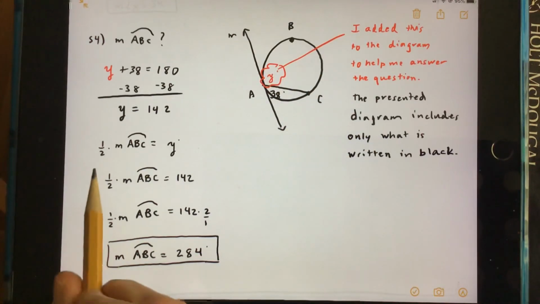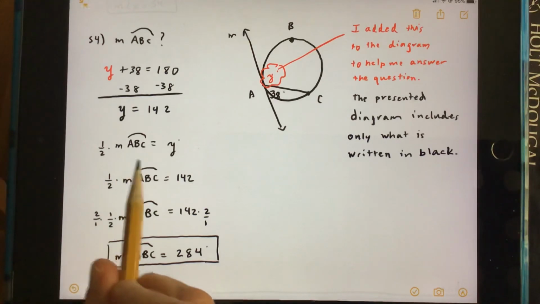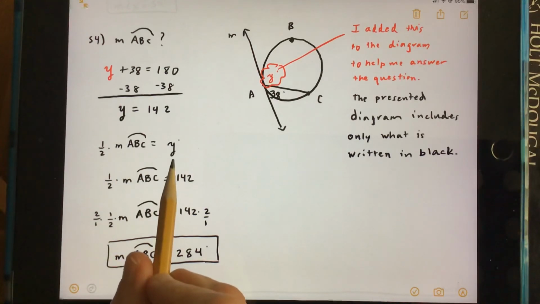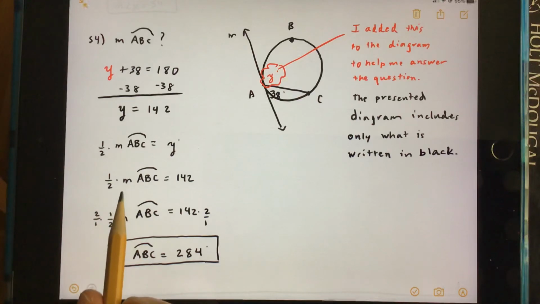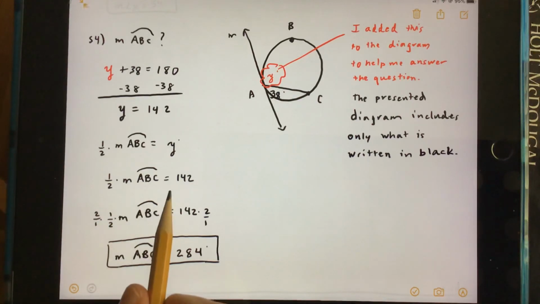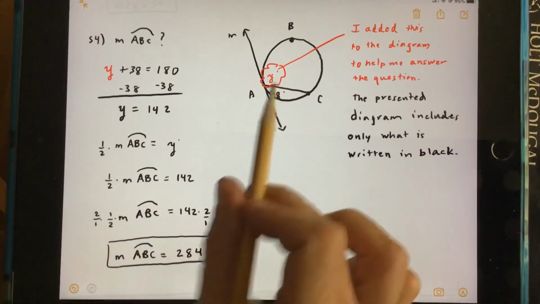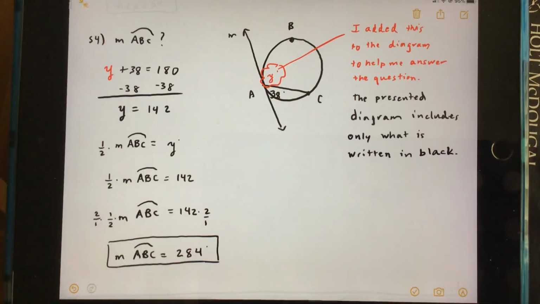So I set up my equation. Half of arc ABC is y. Half of the measurement of arc ABC will be 142 degrees. That comes from what I worked out my y to be. Then I multiply both sides by 2, and I will find the measurement of arc ABC is 284 degrees. And that completes our samples for 10.5B.